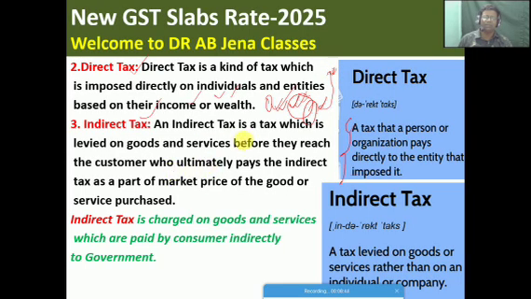An indirect tax is a tax which is levied on goods and services before they reach the customer or consumer, who ultimately pays the indirect tax as part of the market price of the goods or services. In simple language, indirect tax is charged on goods and services which are paid by the consumer indirectly to the government. So friends, I am hopeful now you are clear what is meant by tax, direct tax, indirect tax, and what are the different types of direct tax, indirect tax and other tax. Here you can read out the meaning of indirect tax.